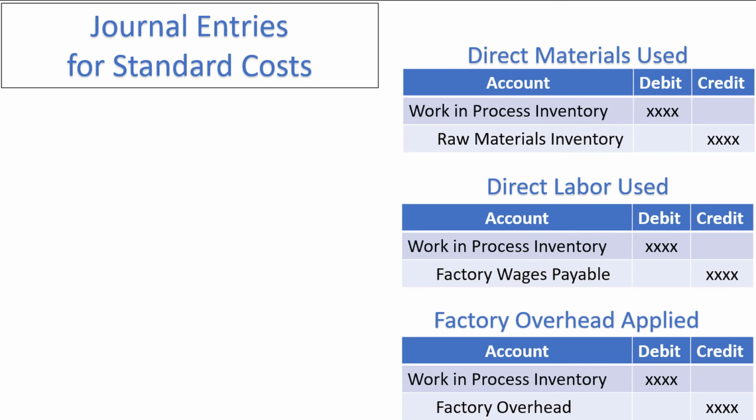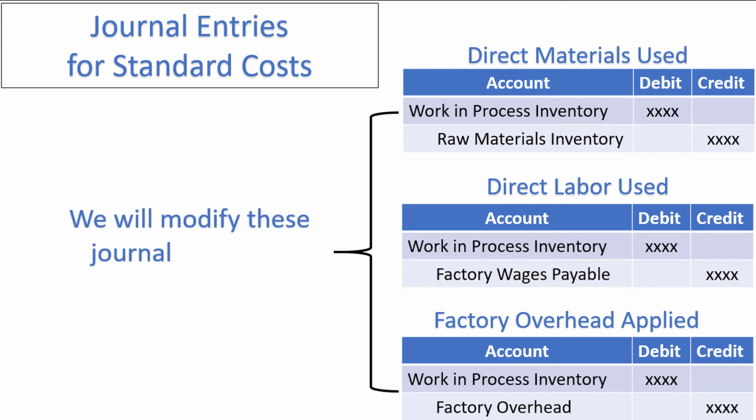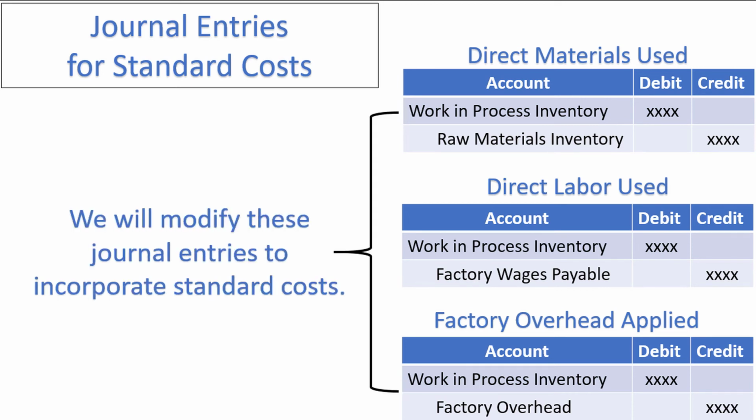The template for the journal entries for adding direct materials, direct labor, and factory overhead to jobs that we used previously are showing on the screen now, which each include a debit to work in process inventory. We will modify these journal entries to incorporate standard costs. Specifically, we want to somehow incorporate the idea of favorable and unfavorable variances from standard cost into these journal entries.